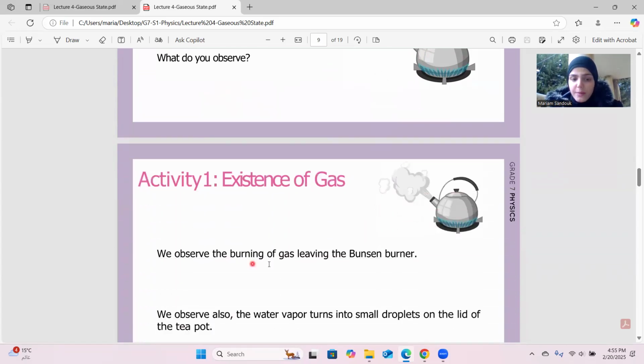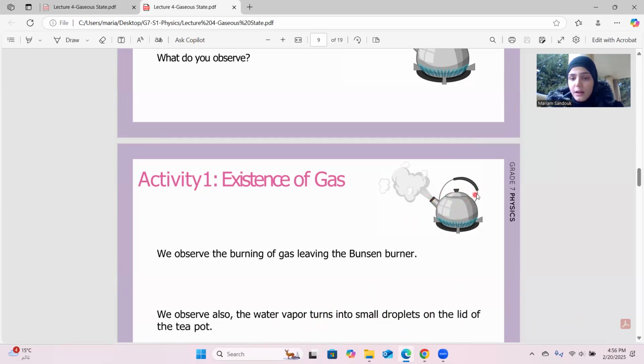So we can observe the burning of gas leaving the Bunsen burner. We have the gas from the Bunsen burner, and also we see the water vapor turns into small droplets on the lid of the teapot. If I open this lid of the teapot, I can see small water vapor as small droplets. Okay, we can see bukhar. This is water vapor. It will be as small droplets on the lid.